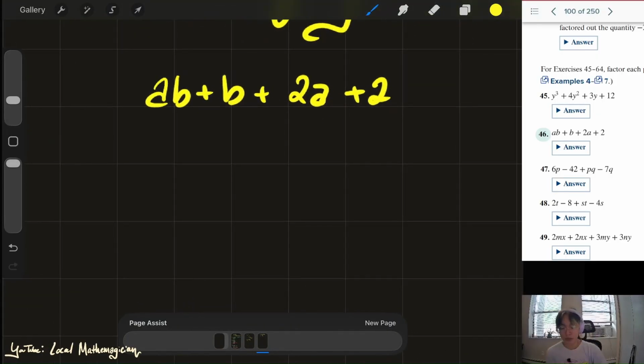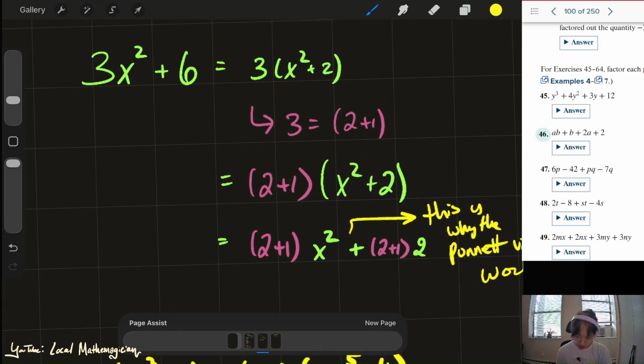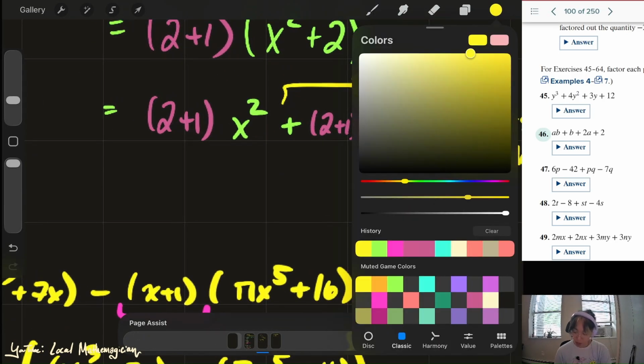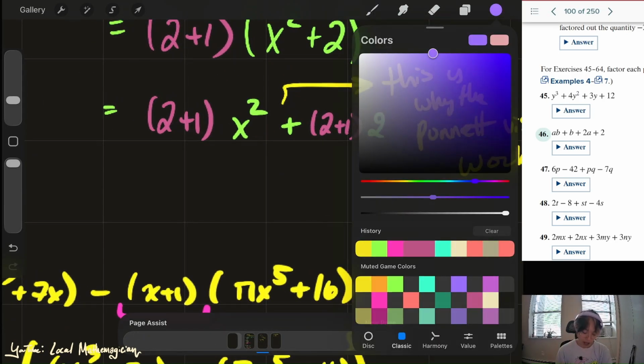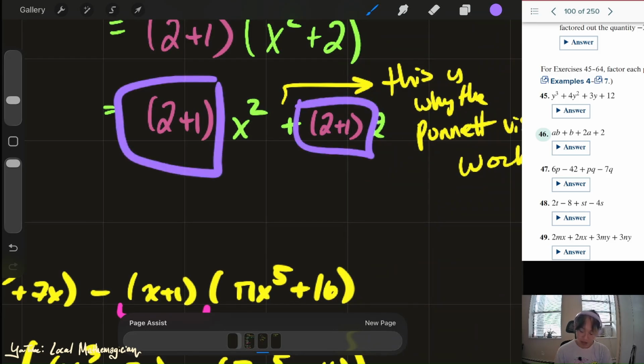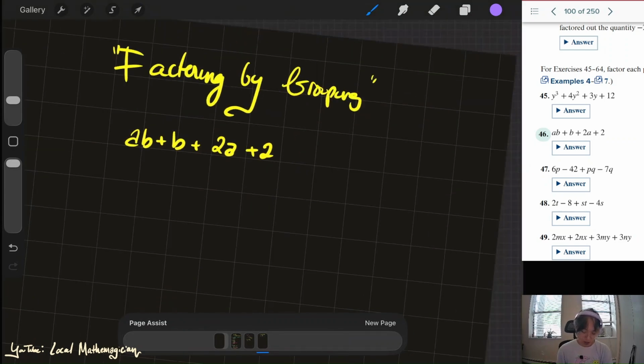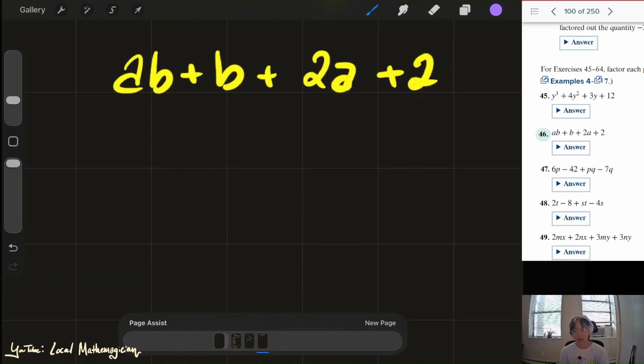The key here is you want both groups to have something big in common, so you just pull it out. These have B's, they should probably stay together, and these have 2's. They should also probably stay together. If you mix it up, you should still get the same result, it just won't be as nice. You'll have to do some simplification, that's all.